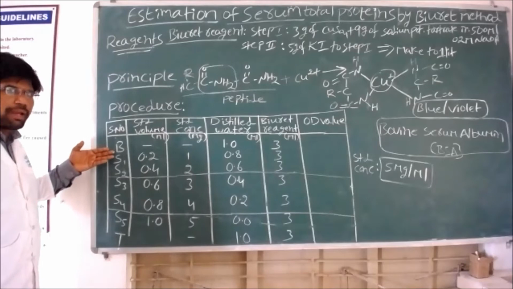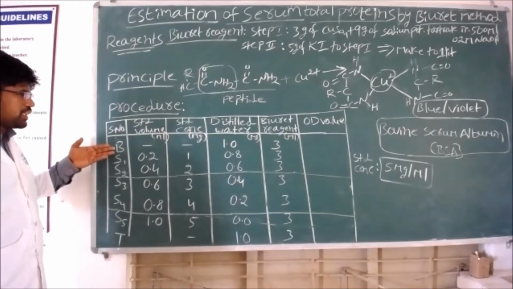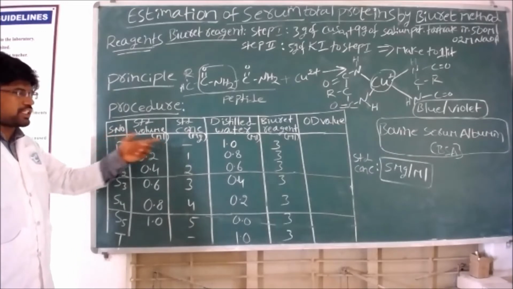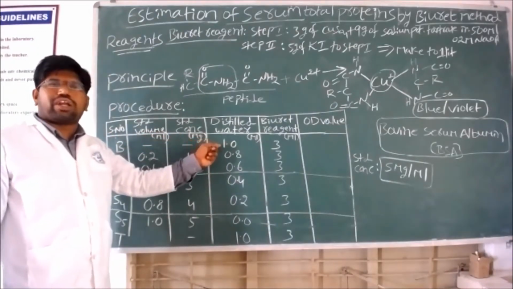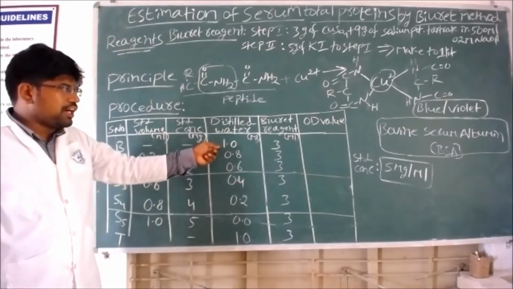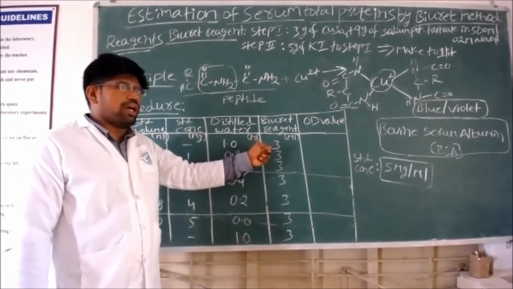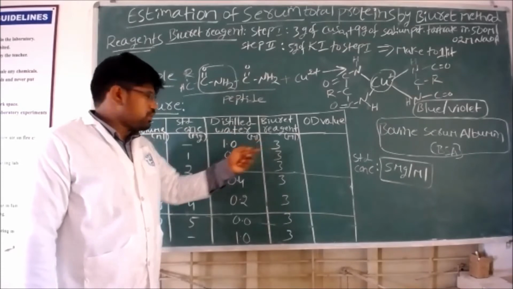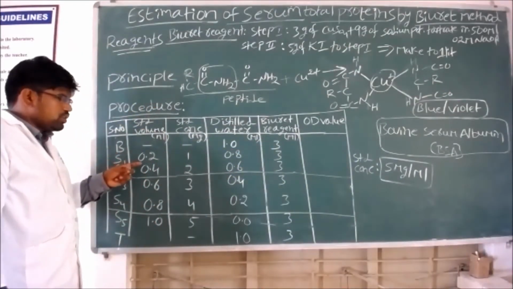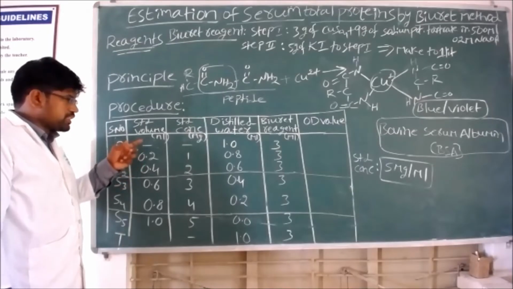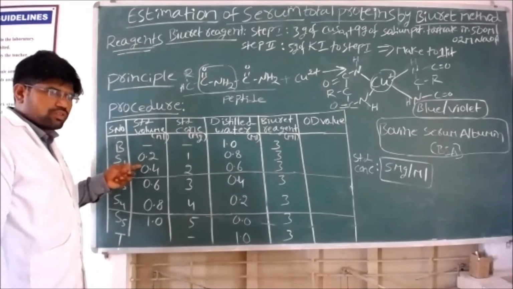First, regarding the blank preparation. Blank means it does not contain the standard, so the standard concentration is 0. Directly, we will take 1 ml of the distilled water, and to this we will add 3 ml of the Biuret reagent. Okay. Next, standard 1 preparation, S1: we will take 0.2 ml of the standard solution.